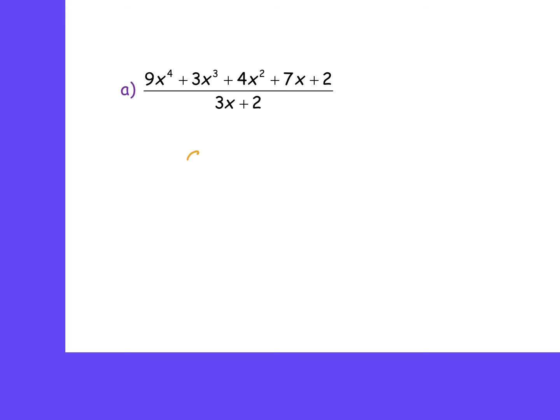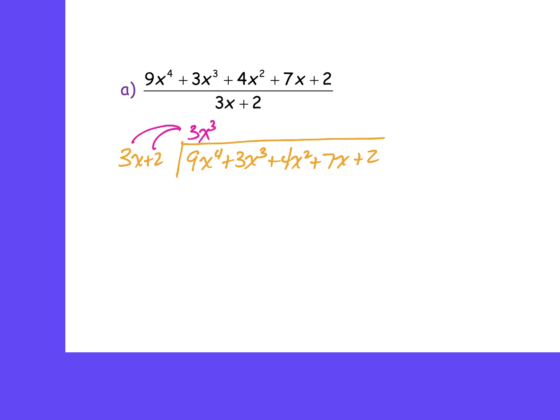So I have 9x to the 4th plus 3x cubed plus 4x squared plus 7x plus 2 divided by 3x plus 2. Beautiful. So what do I multiply 3x by to get 9x to the 4th? 3x cubed. Beautiful. And then I multiply by both things, right? So 3x times 3x cubed is 9x to the 4th.